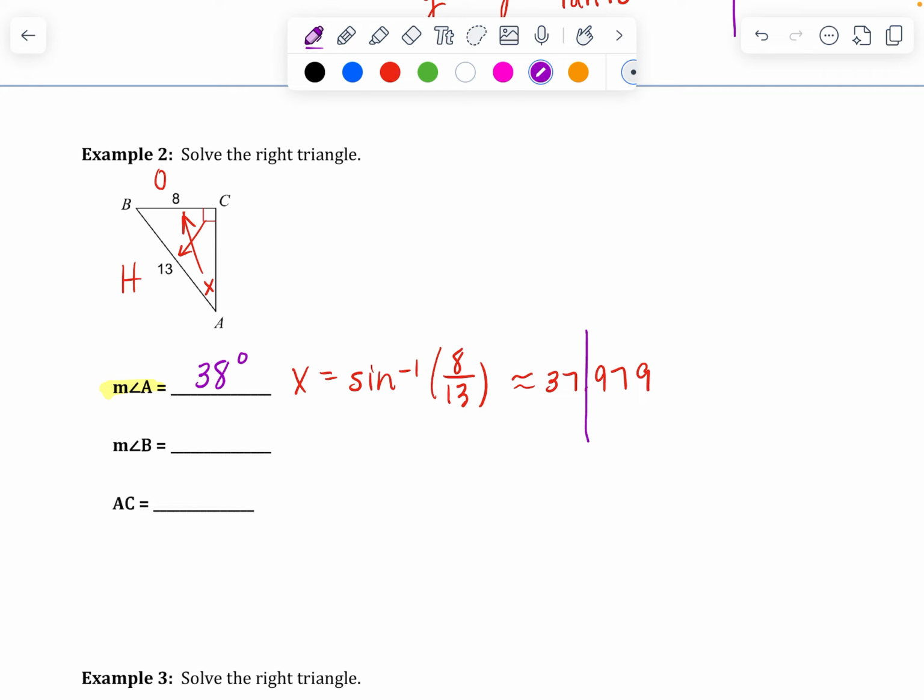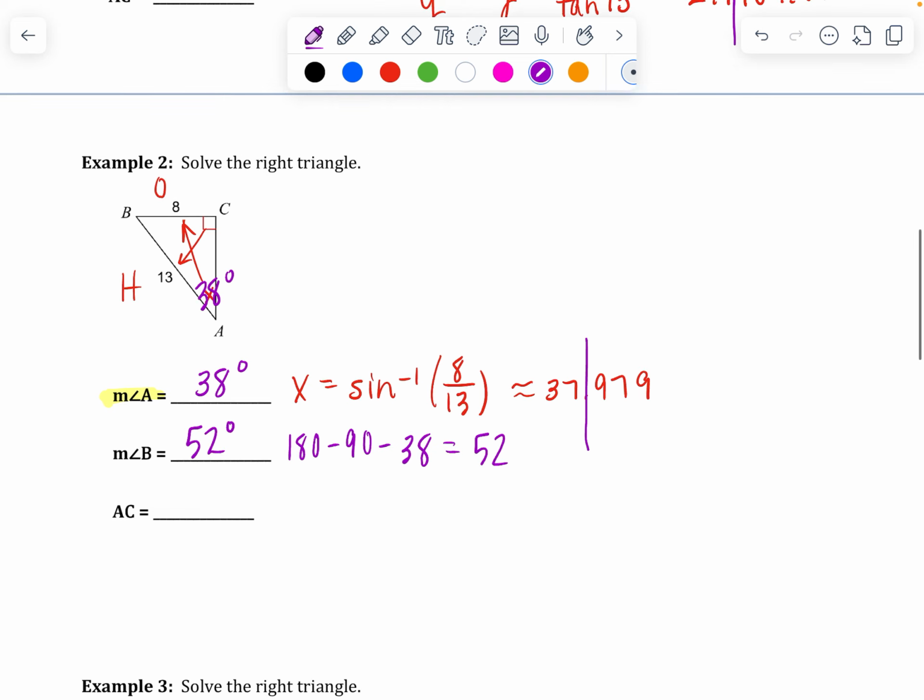Now we could use inverse trig again. But it would be easier to say, hey, now I know that angle A is 38 degrees. So now I do know 2 out of the 3 angles. So if I take 180, subtract 90, and then subtract 38, I will get a missing angle of 52 degrees. So I know angle B must be 52 degrees.